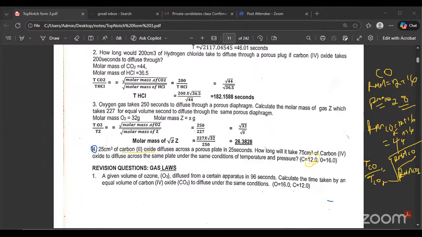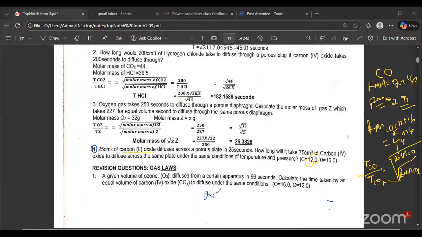So pali hiyo iko now. First of all, for this formula, we have a condition. The volume for diffusion in that particular time of CO2 should be equal to the volume. So tunakuja tu tuna equate. So I want to do their volume with a different color because hapo imejaa. So I go back to blue and then I continue here.